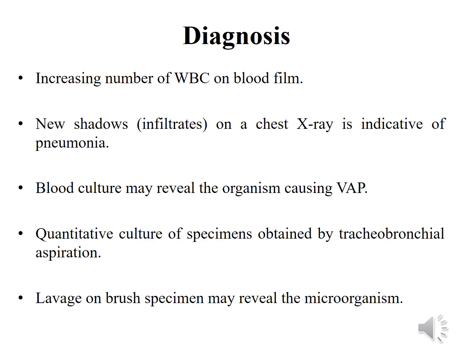Diagnosis. Increasing number of WBC on blood film. New shadows, infiltrates, on a chest X-ray are indicative of pneumonia. Blood culture may reveal the organism causing VAP. Quantitative culture of specimens obtained by tracheobronchial aspiration. Lavage or brush specimen may reveal the microorganism.